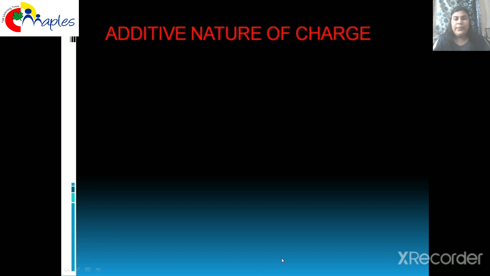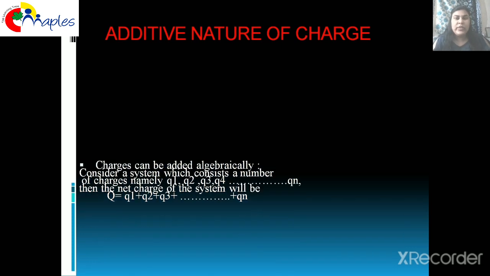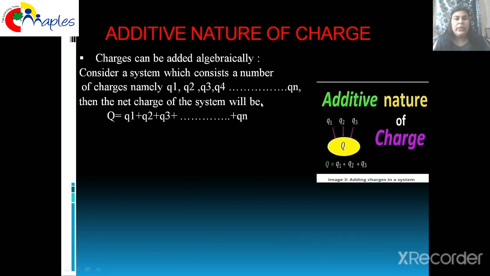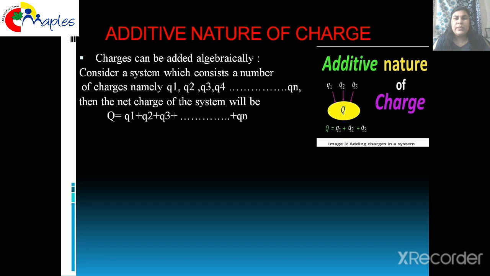Okay, so now next is the additive nature of charge. That is our fifth point. So we will start with this. What is the additive nature of charge? Charges can be added algebraically, as I already told you, because they are scalars. So like additive nature of charge, there is a system of charges. Here you can see there are q1, q2 and q3, three charges. So what is the total charge? Q equals q1 plus q2 plus q3.